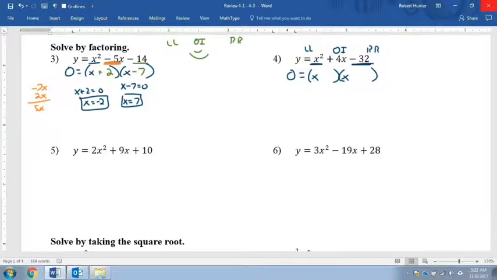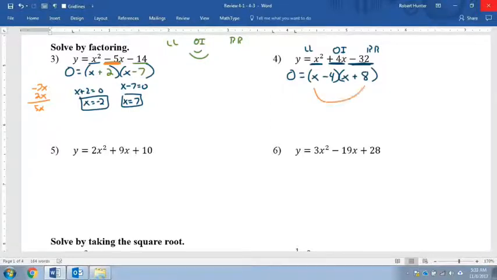Two things that multiply to 32. That's probably going to be 8 and 4. That's my guess. And if I'm wrong, I can go back and change it. And again, you multiply to a negative, so they're going to be different. And we're going to add up to a positive, so I'll make the bigger one positive. Let's see if that works.